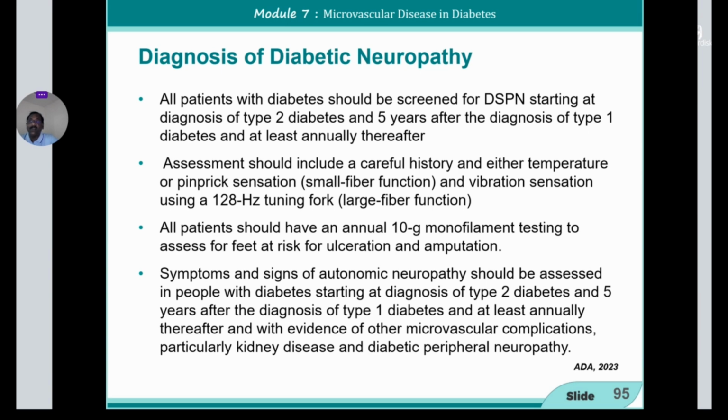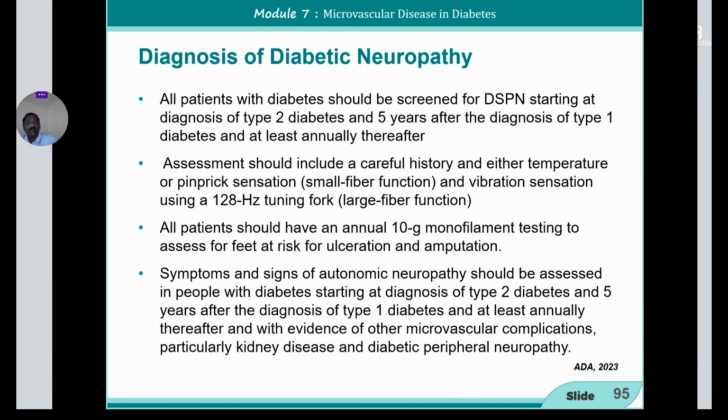But in the beginning, diagnosis is much earlier in type 1 diabetes. The response is much earlier because of the introduction of the insulin. But in type 2 diabetes, most of the people present with the complications. Some people present with the neuropathy complications also. So directly, straight away, they present with diabetic neuropathy complications. Assessment should include a careful history and either temperature or pinprick sensation, which is small fiber function, and vibration, which is large fiber function. All patients should have an annual 10 gram monofilament test to assess for feet at risk for ulceration and amputation.